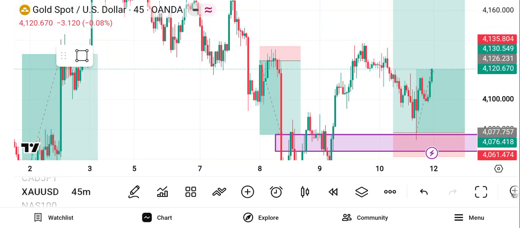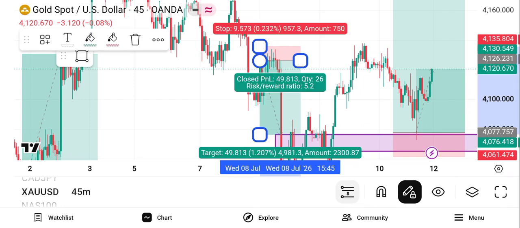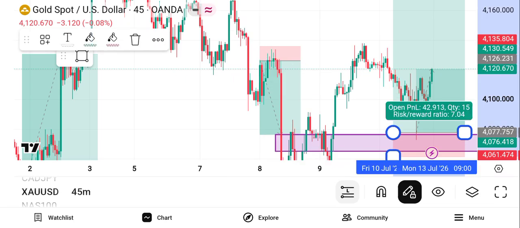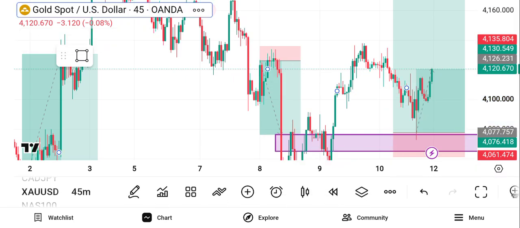Today's class is on how I was able to take this gold trade that gave me 1:5 risk to reward ratio. Alright, so this is a good trade. Always, I will show you the before of this trade.